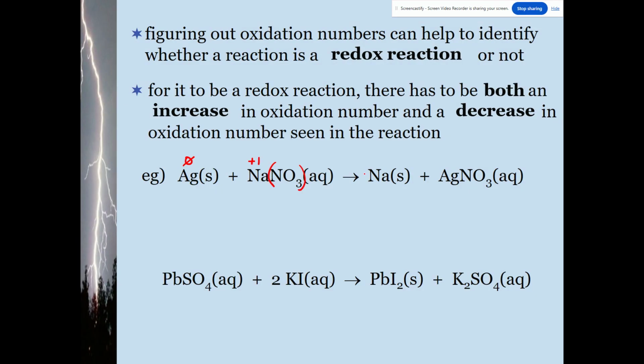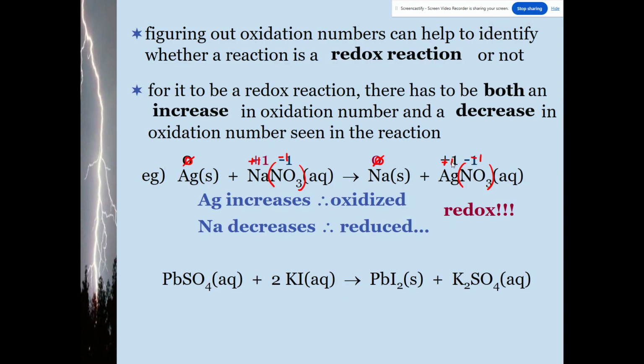Now nitrate. Nitrate is staying nitrate on each side. So I don't need to look at the individual elements, because if nitrate is staying nitrate, it's obvious the nitrogens and oxygens are staying the same. Okay? My sodium is in its atom form now, so it's 0, and my silver is in its ion form now, so it's +1. Okay? So this was a redox reaction. The silver went up and the sodium went down. So when that happens, that means again that we have a redox reaction.